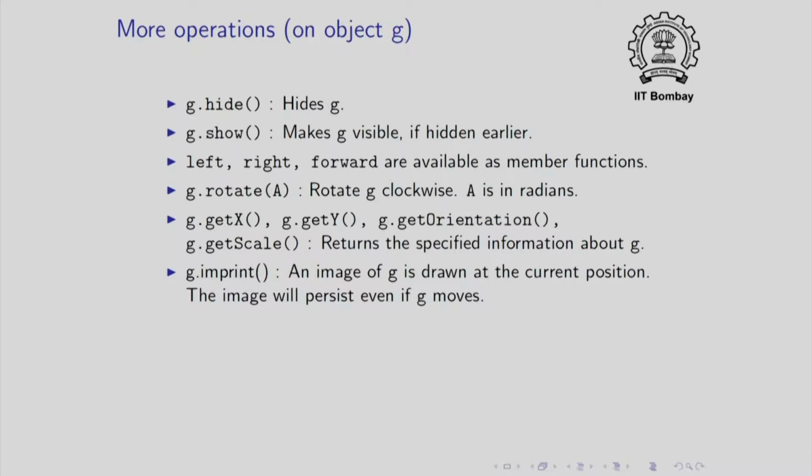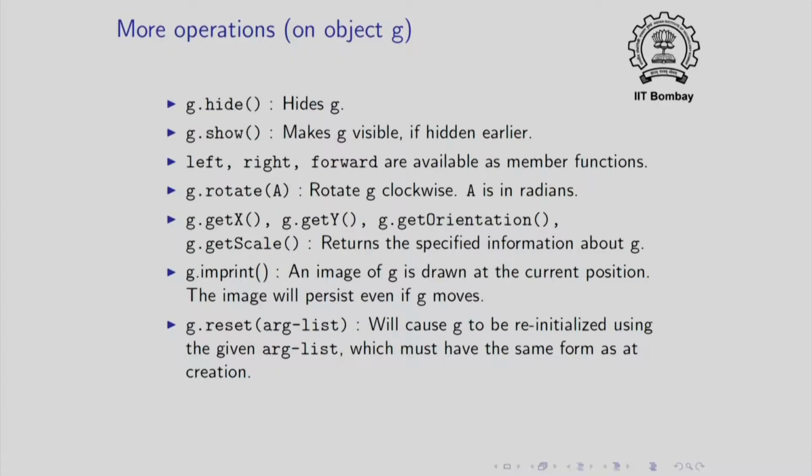Here is an interesting function provided. You can write g dot imprint without any arguments, and basically this causes an image of G to be drawn at the current position, orientation and scale. This image will be permanently drawn on the canvas just as the turtle draws lines. This image will persist even if G moves. So, you can sort of stamp that object at several places, and the object can of course keep moving and do more stamping or create more images if you wish.